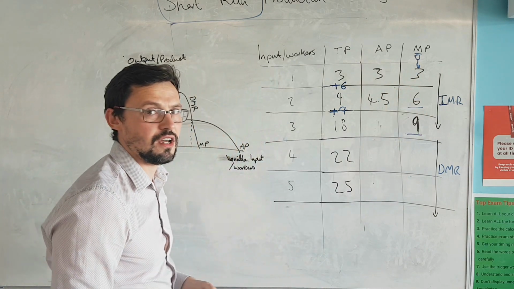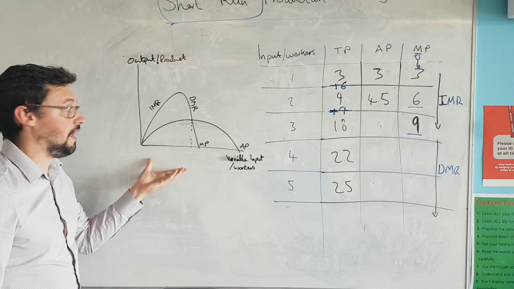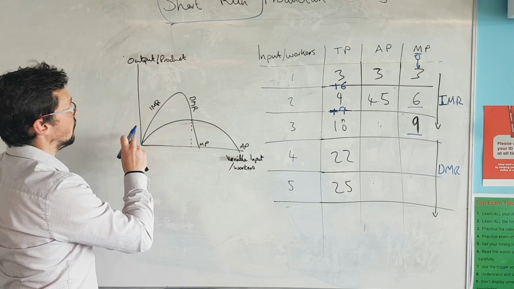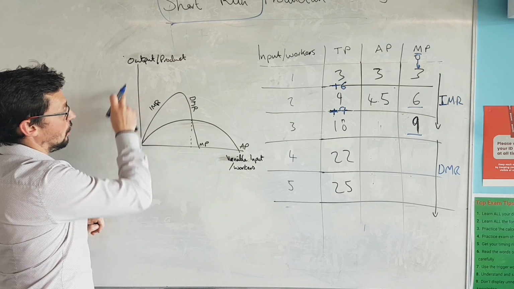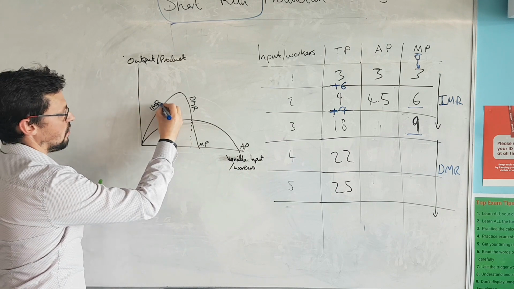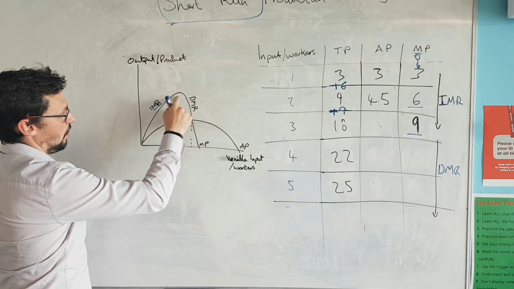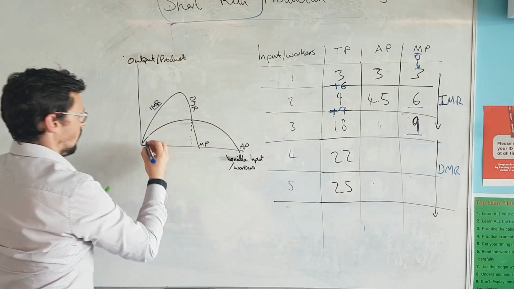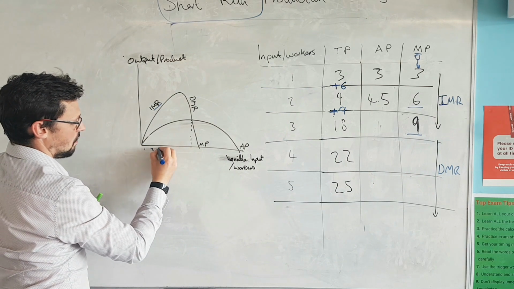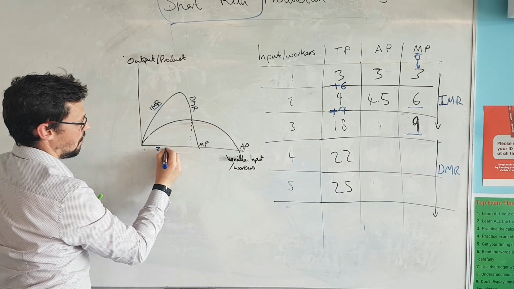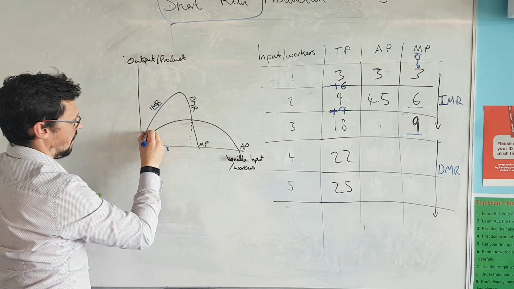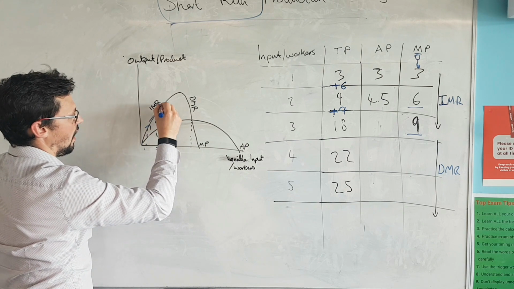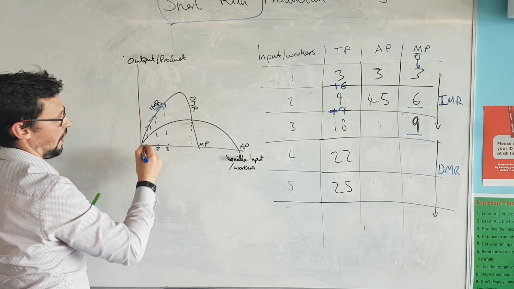Okay, and that's demonstrated on this diagram here. So as I add more variable inputs to workers on here, I should get greater levels of marginal product. So that's increasing marginal returns. So that point along here relates to this point here. So as I add my first worker, my second worker, my third worker, my marginal product is going up, higher and higher.